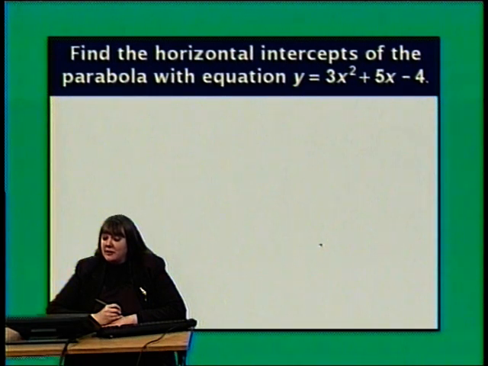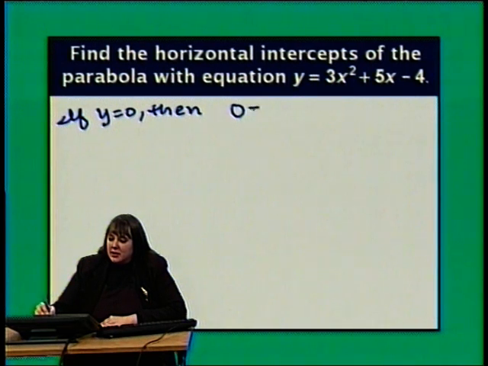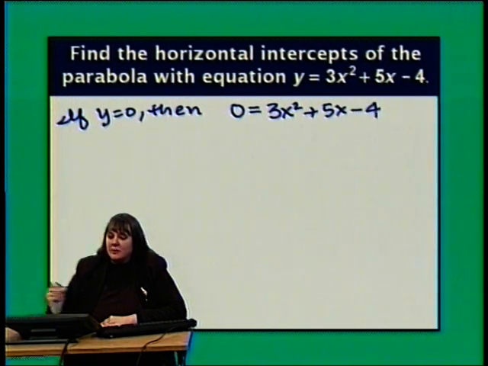Now let's find the horizontal intercepts of the parabola with equation y equals 3x squared plus 5x minus 4. This time we need to let y equal 0. So if y equals 0, then we have 0 equals 3x squared plus 5x minus 4. Now I'm not thinking real quickly of a way to factor that right-hand side of the equation, so I think I'm going to go ahead and apply the quadratic formula.